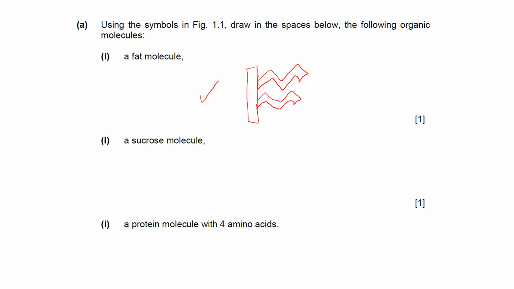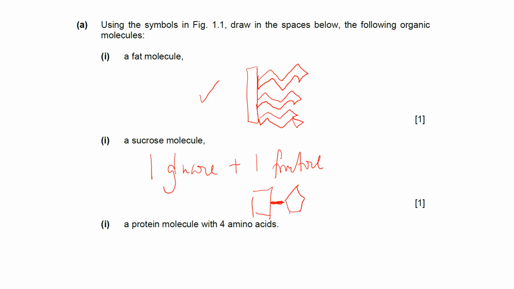Please draw properly, of course, and please make sure that they are connected because it is a bigger molecule. So this one's slightly wrong. So something like this. Now, sucrose is made out of one glucose plus one fructose. So you are supposed to draw two shapes. I can't remember what the two shapes are, but if it's a square and something else, you must show the bond, which is a line, and then the other one, something like this.